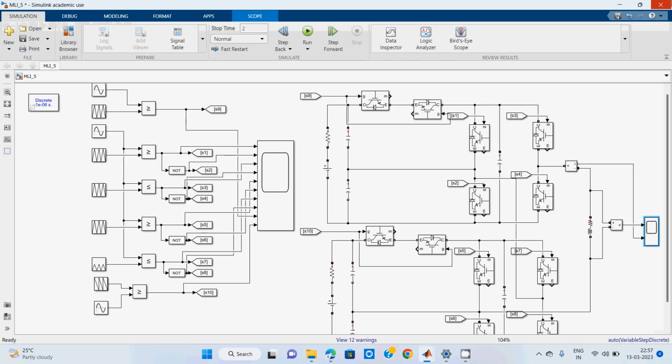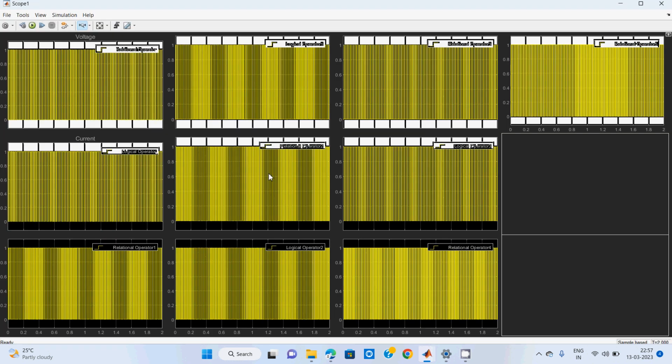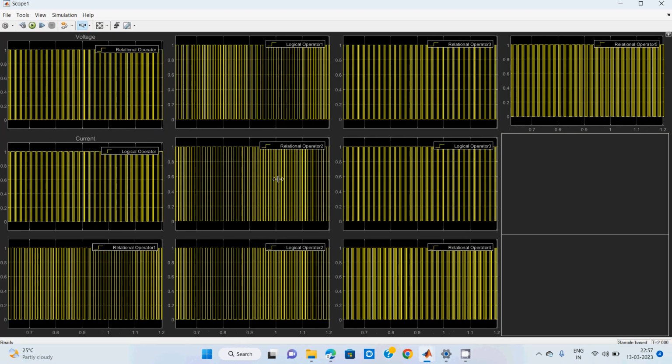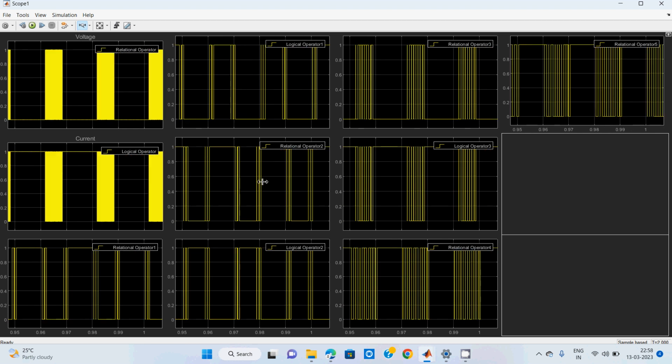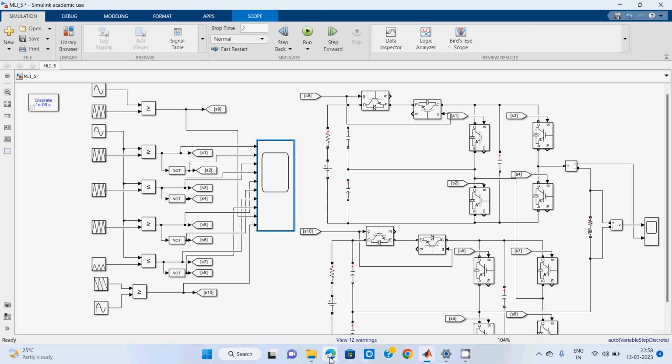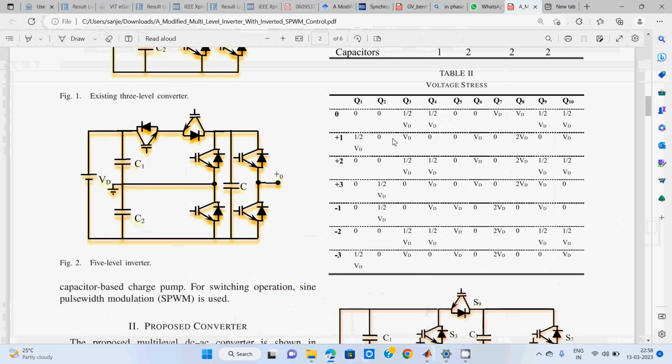These are the pulsing circuits. This is the inverted pulse width modulation, the sinusoidal pulse width modulation technique. For each level, they already mentioned at which time interval the switch is going to operate. This will be shown in this block diagram, Q1, Q2, Q3, at which time intervals the level will be included here.